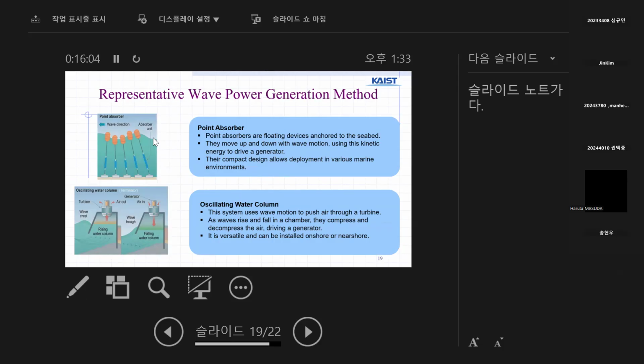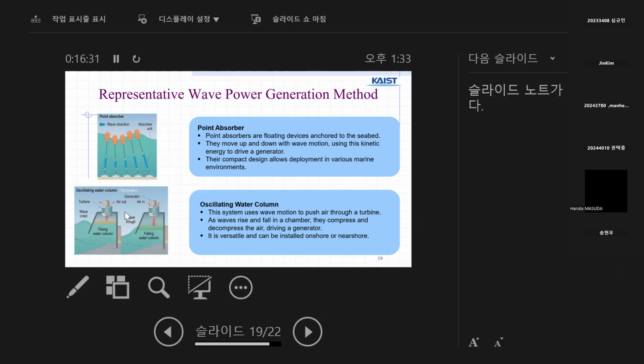The first one is the point absorber, as you can see. Point absorbers are floating devices anchored to the seabed, and they move up and down with the wave motion. They use this kinetic energy to drive a generator. Their compact design allows deployment in various marine environments.